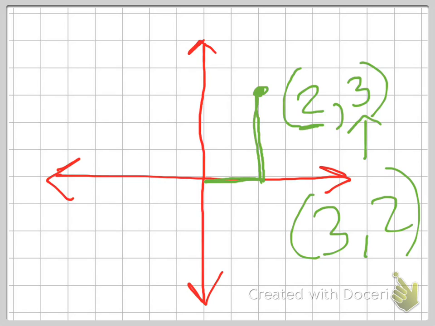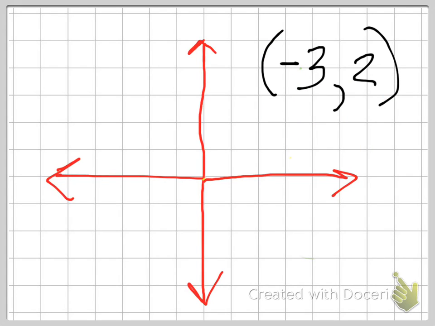over, let me use a different color, let's use yellow. I'm going over from the origin 3 places and up 2. Plot your point there, and you can see that they're in 2 totally different places. So we cannot reverse the order, okay? Don't reverse the order of your ordered pairs. So let's try another one.